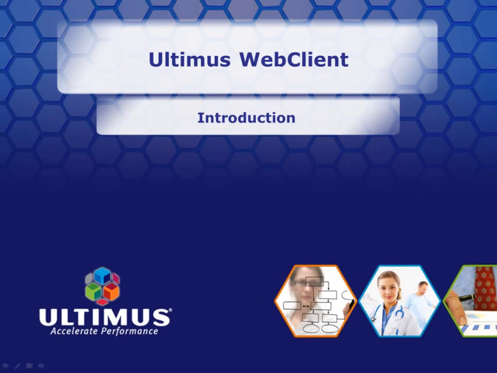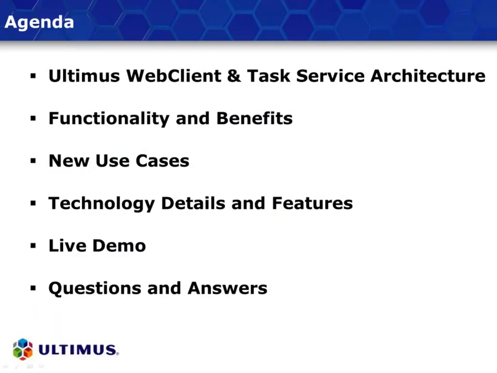Now let's look at what we'll cover in the webinar today. First, we start off with the Ultimus WebClient and Task Service architecture. I would like to provide you with a quick overview of what the architecture looks like so you fully understand what we'll be talking about. Then I'll go into the functionality and the benefits of both components, and we'll also make sure that we cover the real value that the solution provides to you in real deployments.